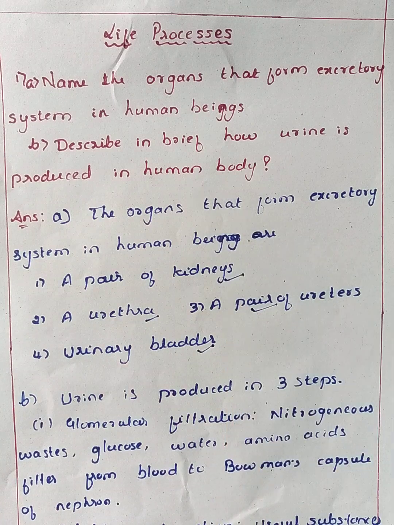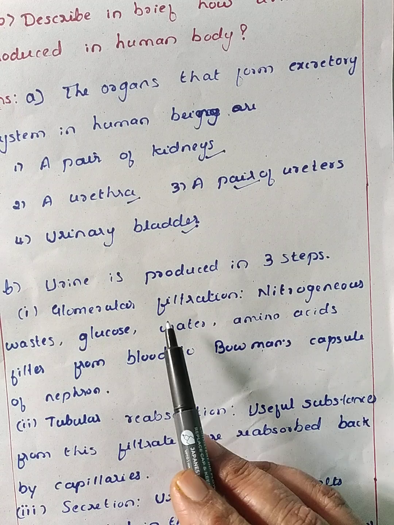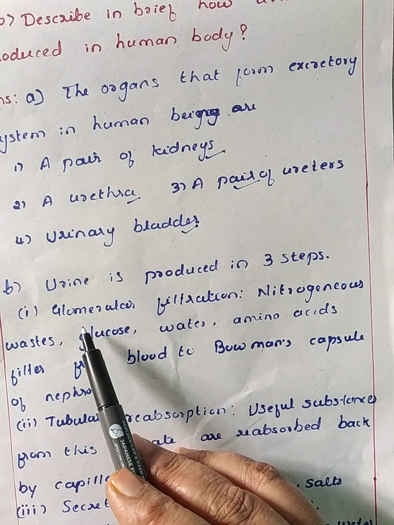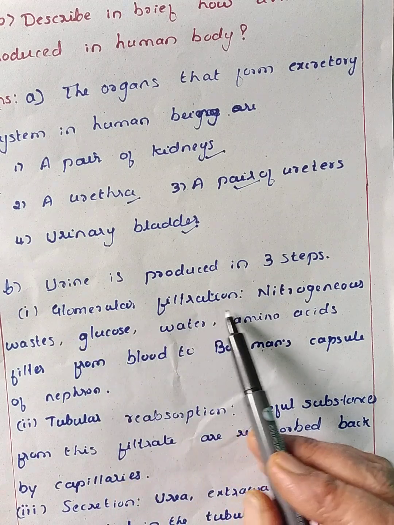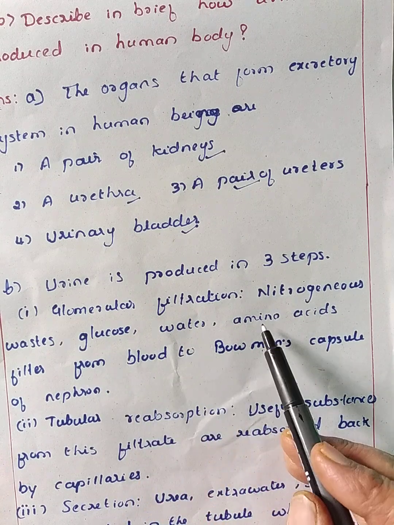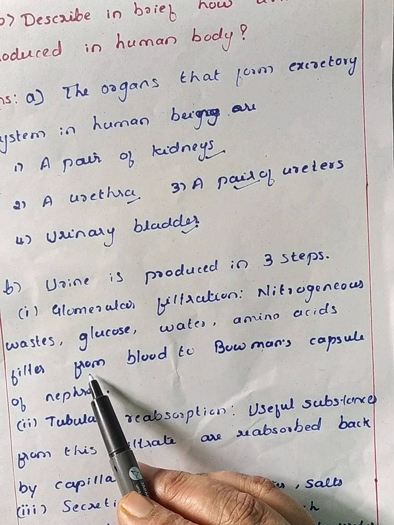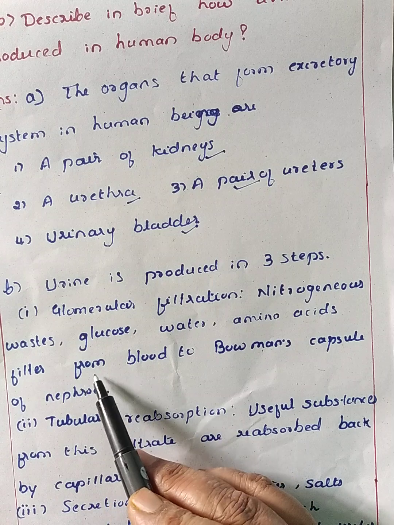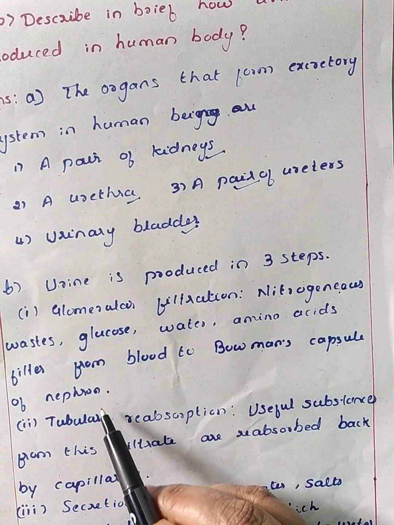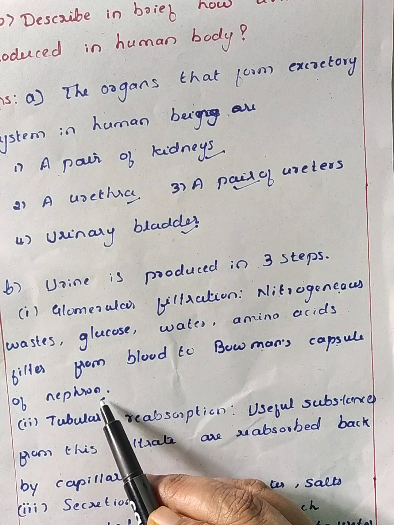Then how is the urine formed in the human body? It is formed in the human body in steps: filtration, reabsorption and secretion. The first one is glomerular filtration. Glomerular filtration means nitrogenous wastes, glucose, water and amino acids are filtered from the blood, and they enter the Bowman's capsule of the nephron. So nephrons are the filters of the kidney.